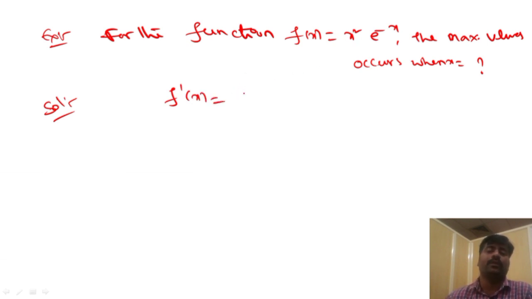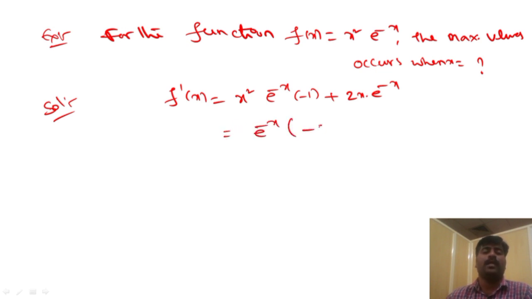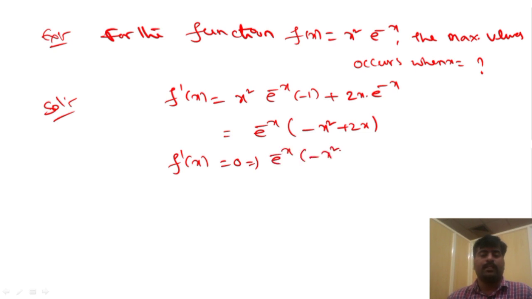So using the UV rule, keeping u the same, the derivative of e power minus x is e power minus x into minus 1, and the derivative of u is 2x into e power minus x. So taking e power minus x as common, we get minus x squared plus 2x. Okay, so for stationary points, I'm going to equate f dash of x to 0. So that will be e power minus x into minus x squared plus 2x equal to 0.